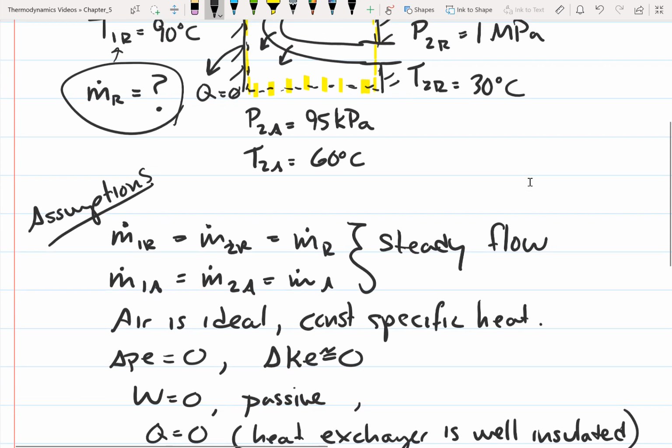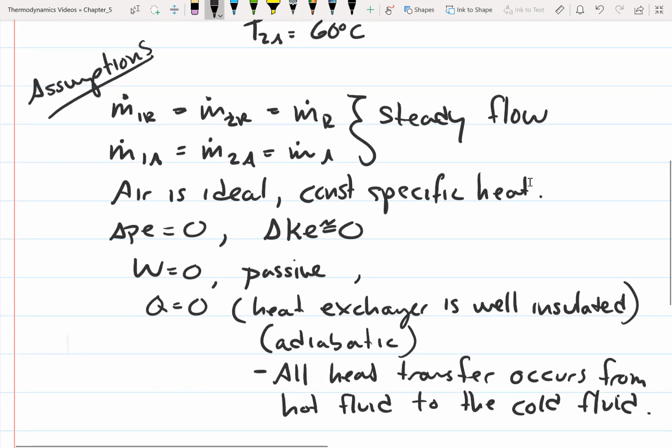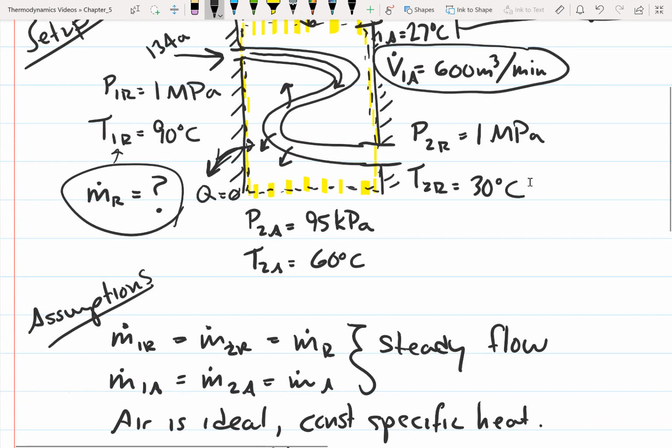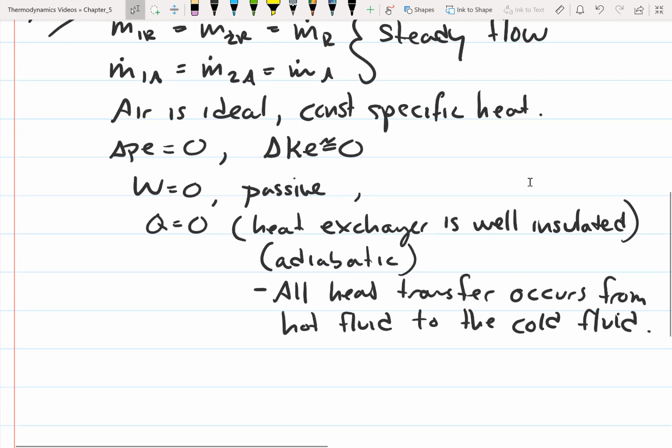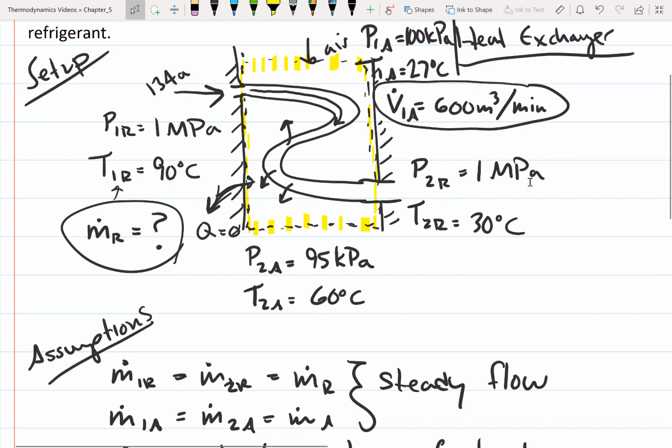So basically we have heat transfer from the refrigerant to the air, and we can just assume that all of the heat that's transferred out of the refrigerant is in the air. Like, we don't have any losses outside of the system, we don't have any heat coming in. So that greatly simplifies this analysis because we don't need to worry about Q in our energy balance. So I think that this is basically our problem setup.